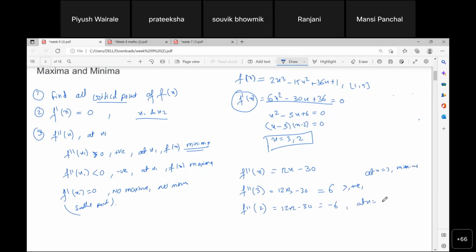At x equals 2, I can say I will get the maximum value. That is my local maxima. Okay.